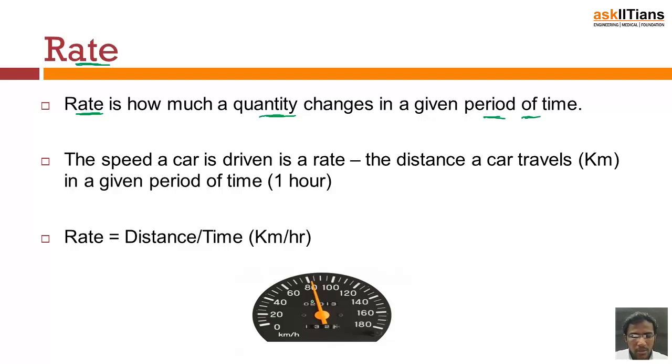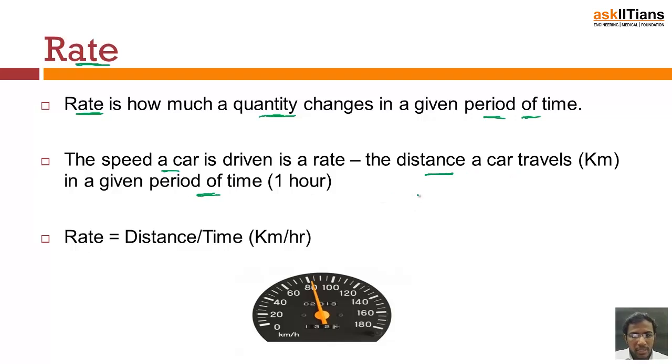This is an odometer, which will indicate the speed of the car at every instant. You can see what the speed of the car is at every instant during the journey. So the speed with which a car is driven is a rate. That is the distance a car travels in a given period of time.